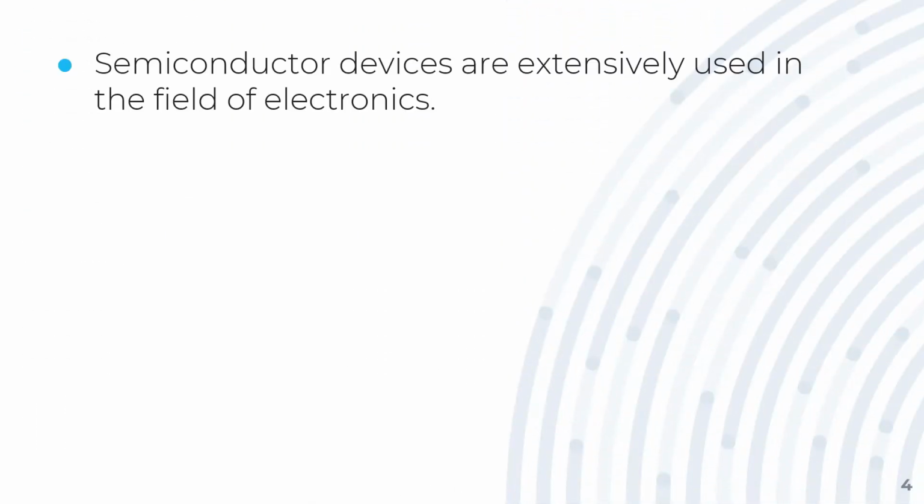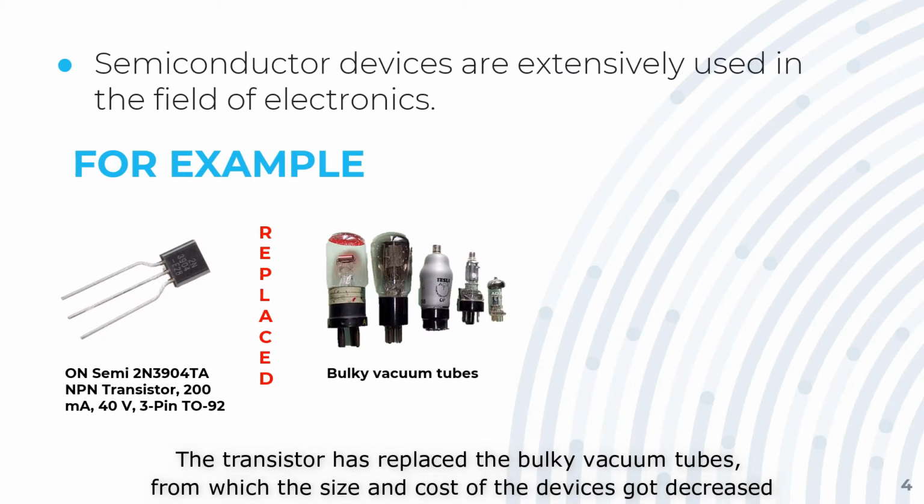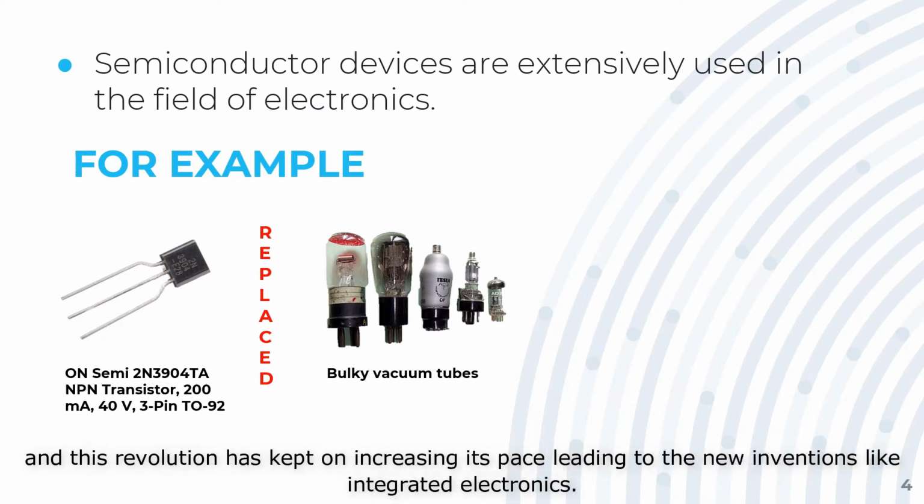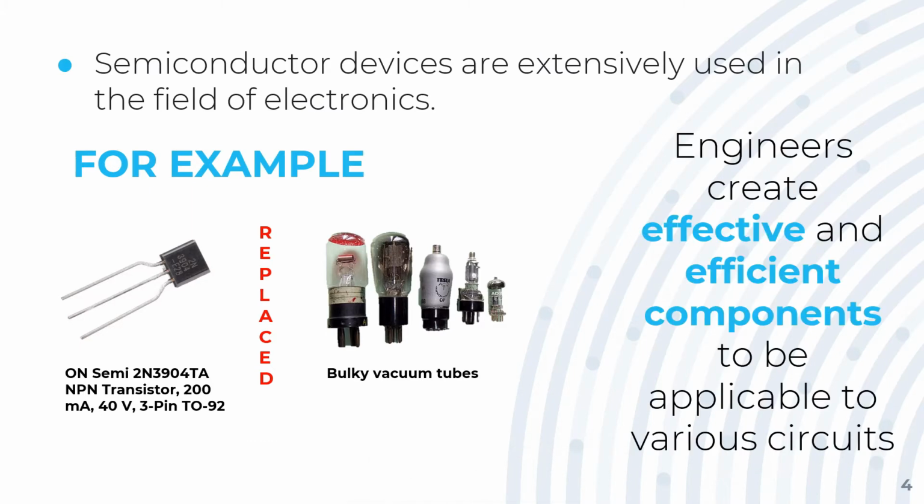Semiconductor devices are extensively used in the field of electronics. For example, the transistor has replaced the bulky vacuum tubes from which the size and cost of the devices got decreased, and this revolution has kept on increasing its pace, leading to the new inventions like integrated electronics. So, ang ginagawa ng mga engineers ay nag-create sila ng mga different components na mas napapaonte ang gastos and at the same time, mas mapapalit yung size para mas magamit ito sa iba't ibang circuits.